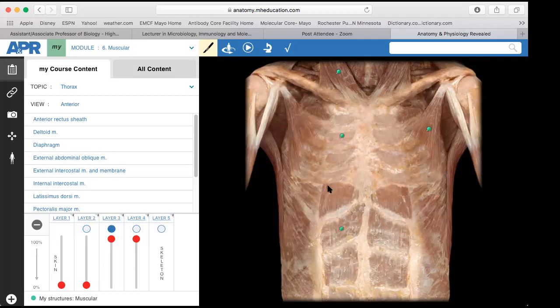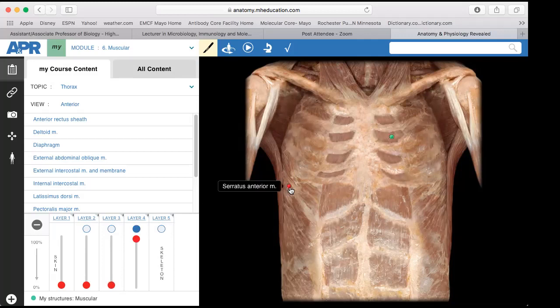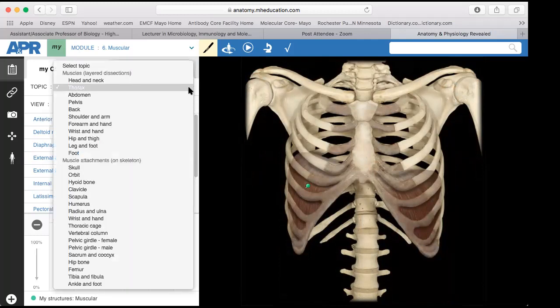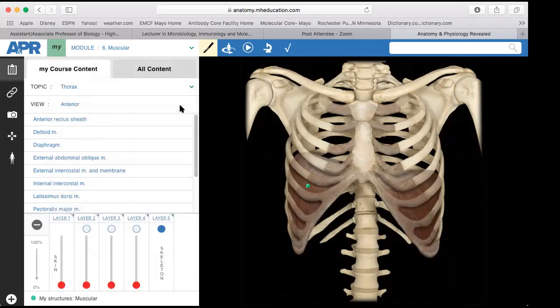Rectus abdominis, once again, is the vertically oriented muscle there. Then you start to see the serratus anterior, and then your internal intercostal. So the external intercostal was superficial to the internal intercostal. Again, this is also holding on to your ribs, and then you get your diaphragm, the dome-shaped structure that separates your lungs from your stomach area. Okay, let's look at the back.